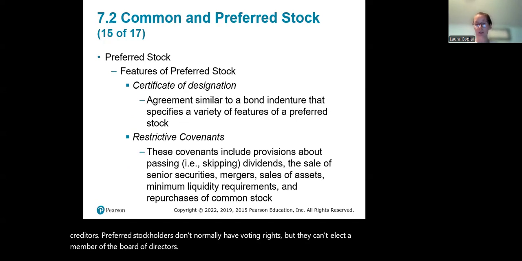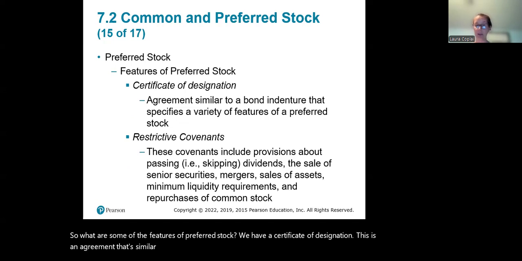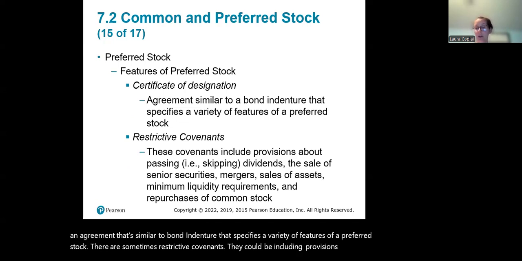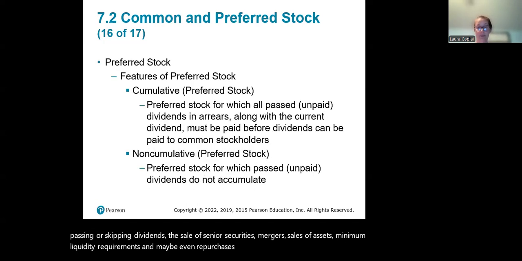So what are some of the features of preferred stock? We have a certificate of designation. This is an agreement that's similar to a bond indenture that specifies a variety of features of a preferred stock. There are sometimes restrictive covenants. They could include provisions about passing or skipping dividends, the sale of senior securities, mergers, sales of assets, minimum liquidity requirements, and maybe even repurchases of common stock.